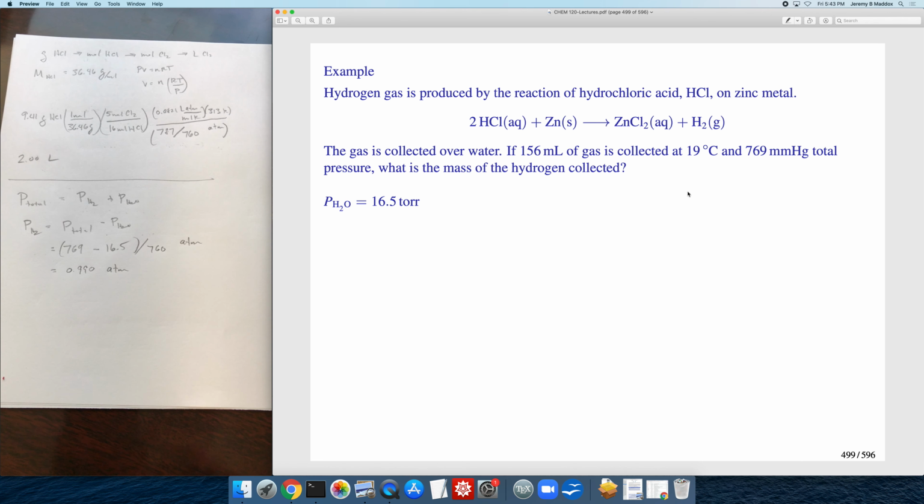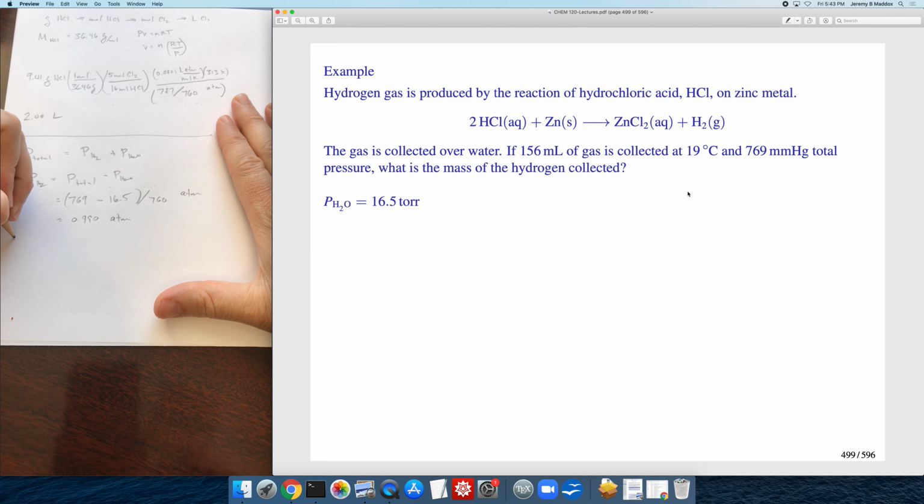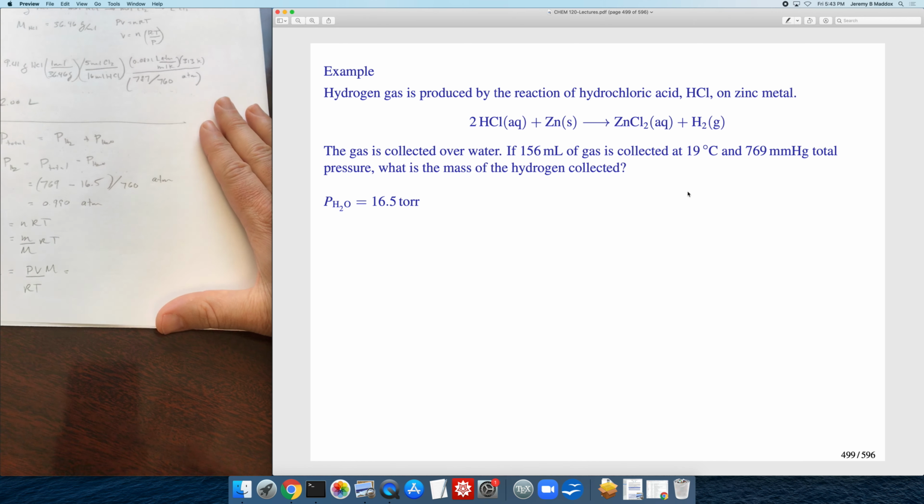Then what we want to do is convert that pressure of hydrogen to moles of hydrogen. So taking the ideal gas equation for the hydrogen now, we'll replace moles with grams per molar mass, and we'll solve for the little m, the mass. So it's going to be pressure times volume times the molar mass divided by RT. And we can plug in these numbers.